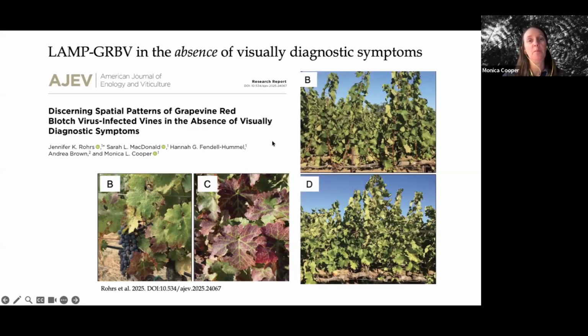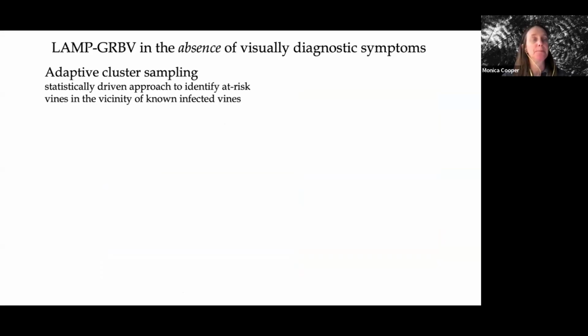We started using LAMP in these cases because we knew that in some cases, the Sauvignon Blanc blocks were serving as a source of inoculum because the adjacent Cabernet Sauvignon or other red wine cultivars were turning red. And so we knew that the virus was probably coming from some of these old Sauvignon Blanc blocks. The process that we use in these instances is called adaptive cluster sampling, which is a statistically driven approach to identify at-risk vines in the vicinity of known infected vines.